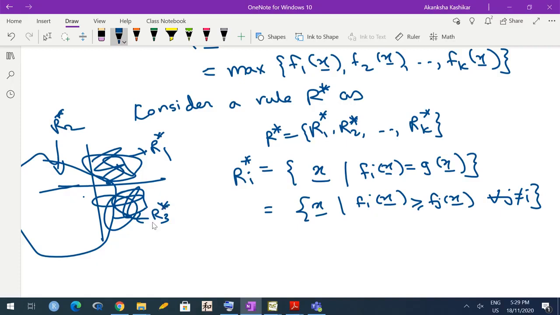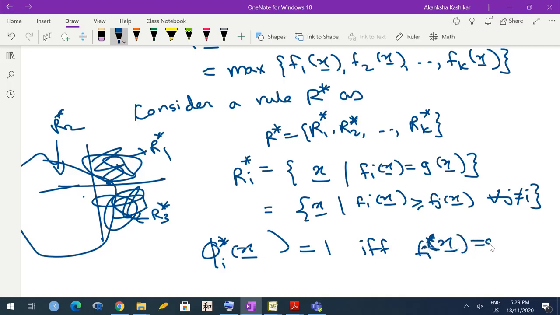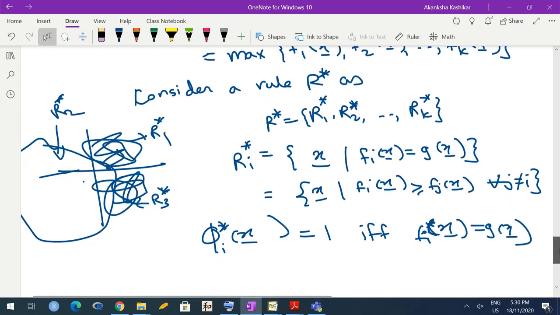So the rule as per this new thing would be phi i star(x) is equal to 1 if and only if fi(x) is equal to g(x). That is, the new rule would be phi i star(x) equals 1 if and only if fi(x) is equal to g(x), that is, fi(x) is maximum.